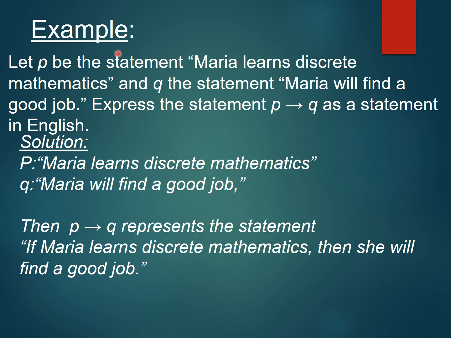See another example. Let P be the statement Maria learns discrete mathematics and Q the statement Maria will find a good job. Express the statement P implies Q as a statement in English. Come to the solution. P is the statement Maria learns discrete mathematics. Q is the statement Maria will find a good job. Then P implies Q represents the statement: if Maria learns discrete mathematics, then she will find a good job.